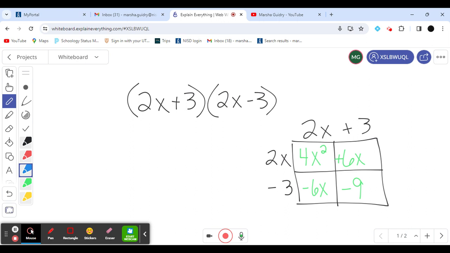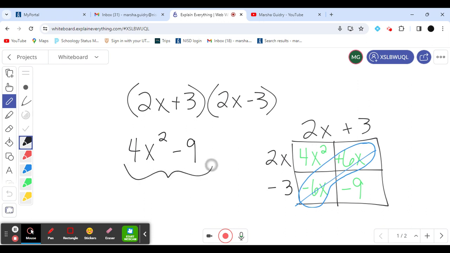And if you remember, our next step is to look at all of these values and combine our like terms. We have a plus 6x and we have a minus 6x. Because those both have an x to the first power, they are like terms. When I combine those, 6x minus 6x, they cancel each other out to 0. So all that we have left is 4x squared minus 9. We don't have a trinomial answer. Our answer is only a binomial.